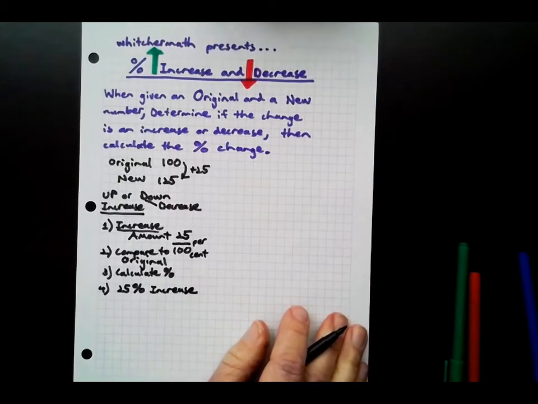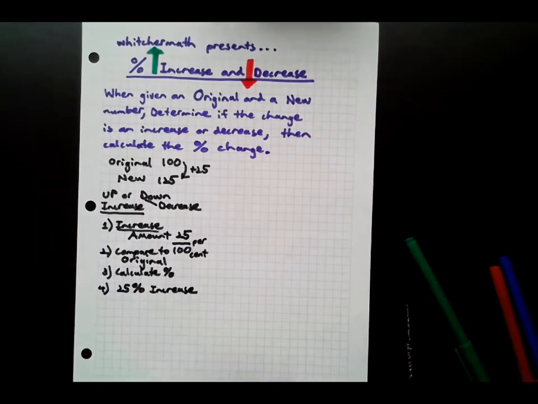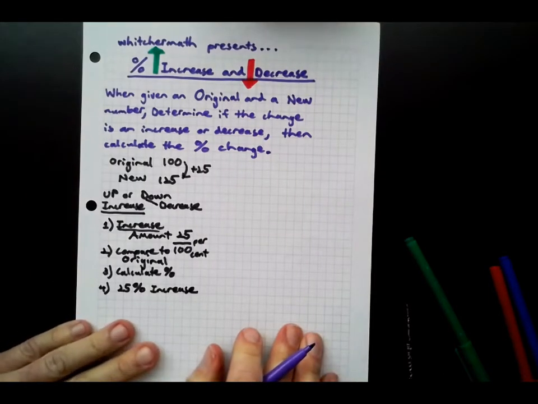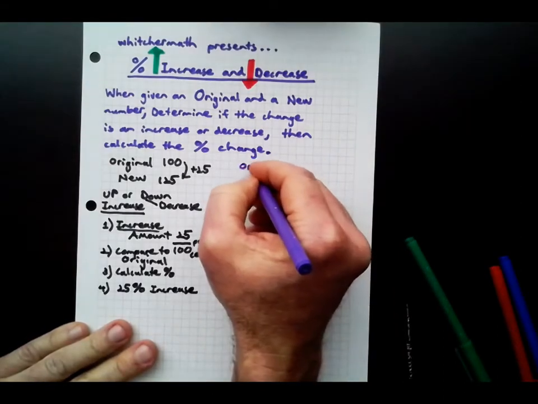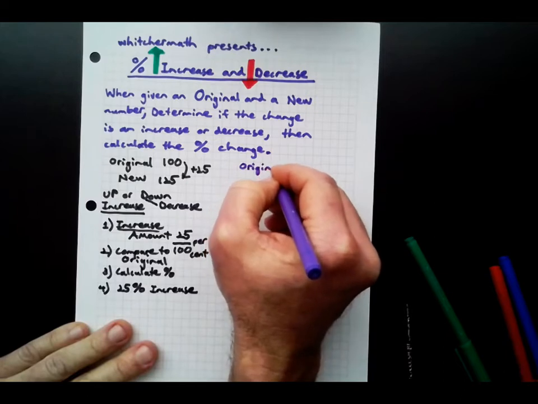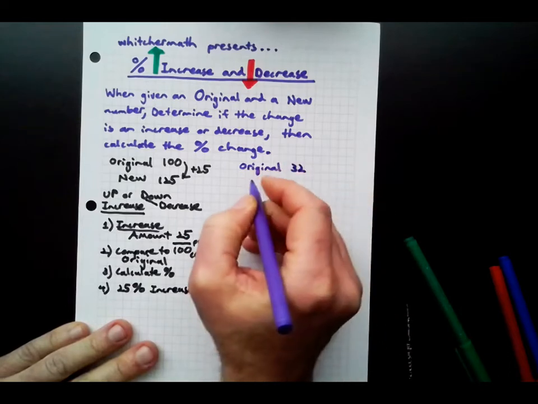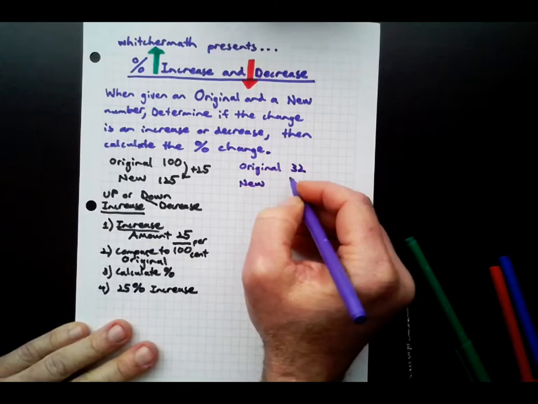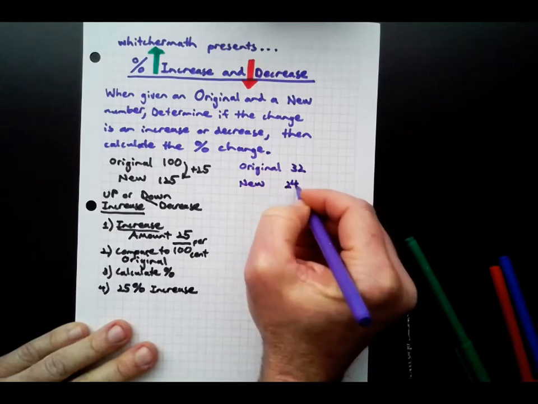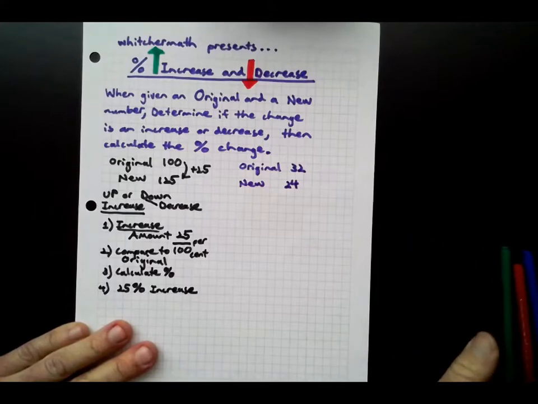Okay, let's try it with a number that's not 100 and go through the same steps just to verify that we can do it whether it's increasing or decreasing. So I guess that's a spoiler alert, because obviously I'll make this one decrease. Let's start with an original of 32 and a new number of 24. This works for all those story problems where prices are going up and down and discounts and sales are happening.